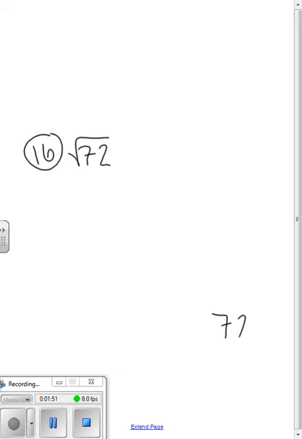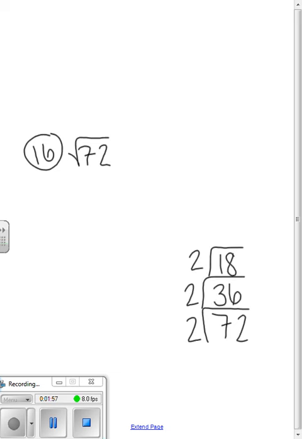All right, so 72 is even. Divided by 2 is 36. Divided by 2 is 18. Divided by 2 is 9. I'm going to switch to a 3 now. 9 divided by 3 is 3. 3 divided by 3 is the one I'm looking for.